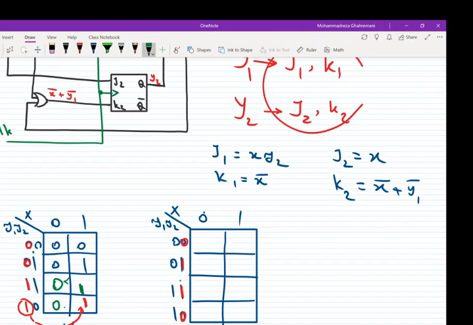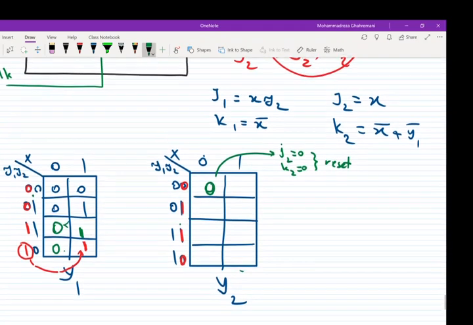So for here, j2 is equal to 0, k2 is equal to 0, it means reset. So the value is 0.